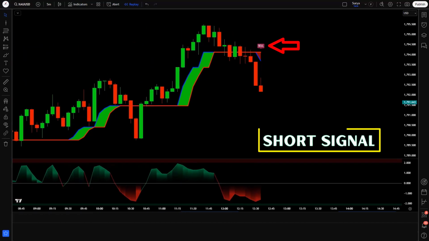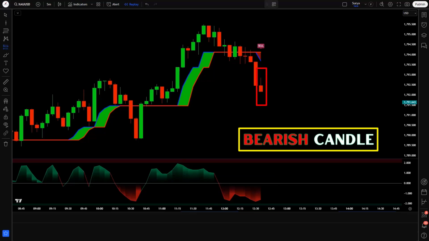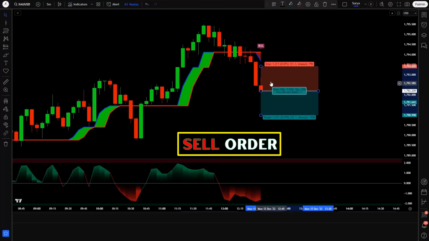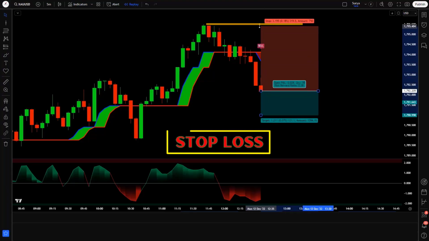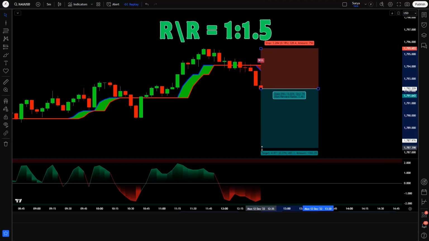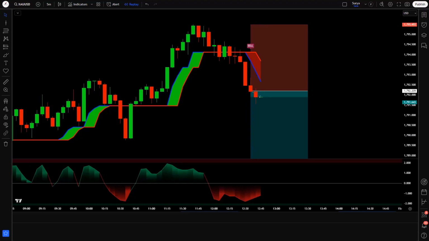When the Alpha Trend indicator has given a sell signal, then the regularized MA oscillator indicator has formed a red area. And the market forms a bearish candle. So all these conditions are met, so we have to take a sell order, and our stop loss should be placed at the previous high of the market. And the risk-reward ratio will be 1:1.5. Let's see what happens to our trade.